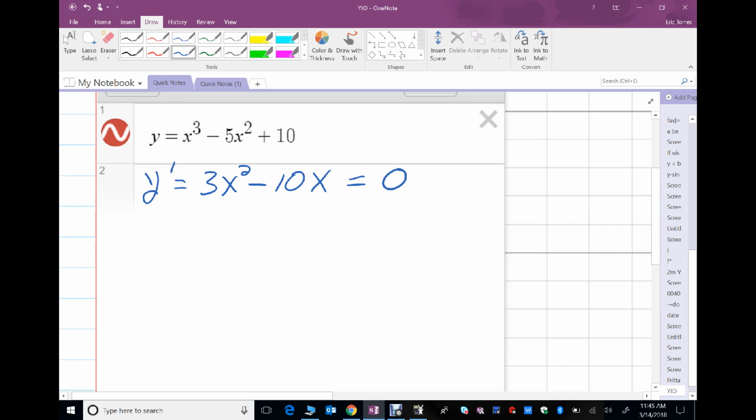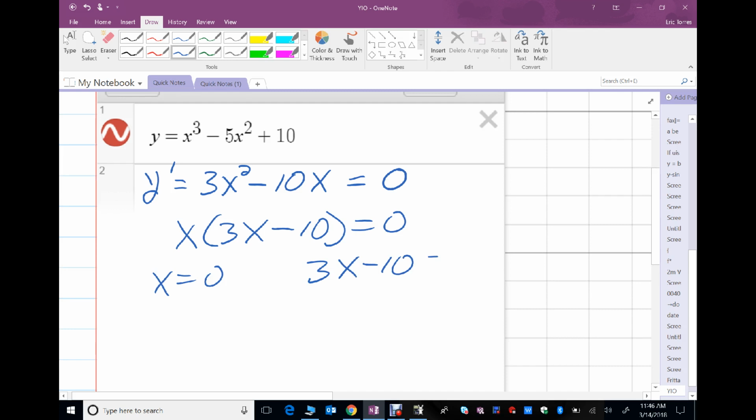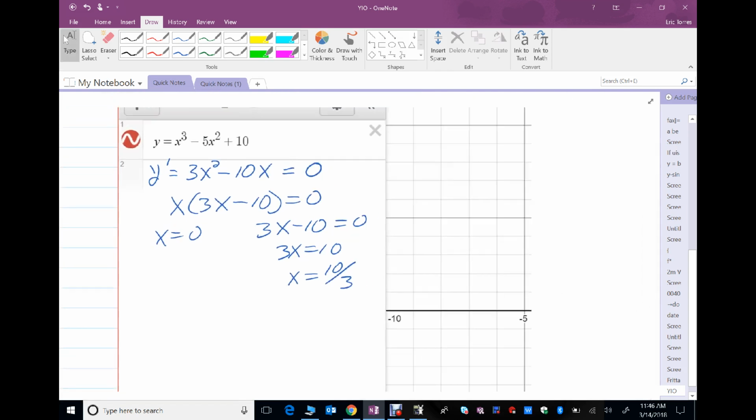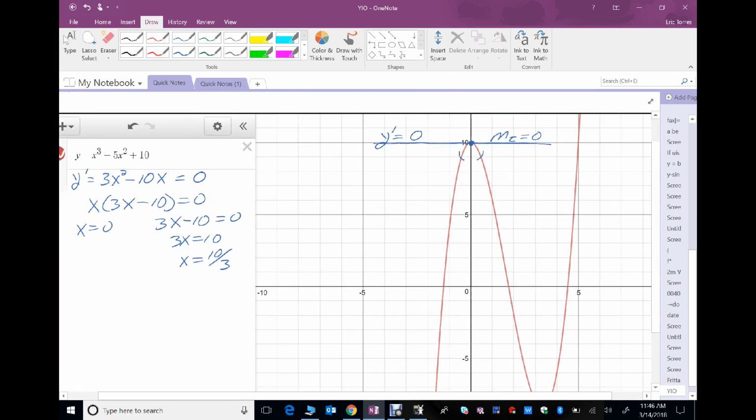This one's fairly easy to solve because I can solve it with factoring. Greatest common factor is x, leaving me x times (3x minus 10) equals 0, which gives me one location, x equals 0, and the other location, 3x minus 10 equals 0. I can find the x value. 3x equals 10. X equals 10 over 3. So these are the two x values of my local min and local max.